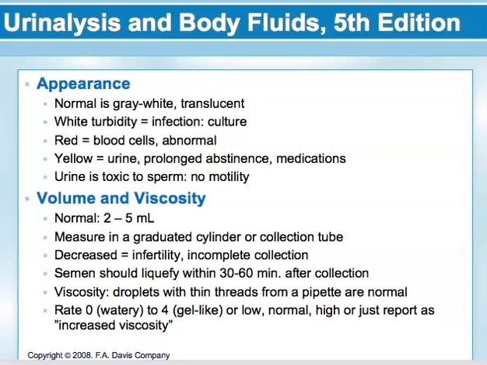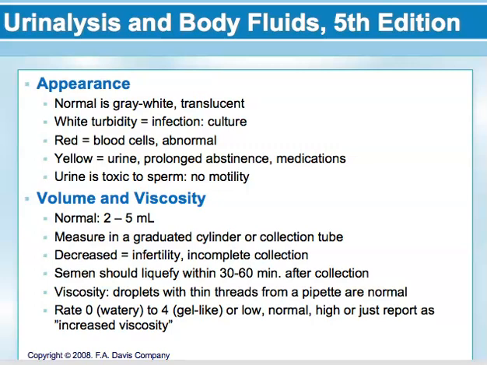Normal semen has a gray to white color and will be translucent with a musty odor. It can appear almost clear when the sperm concentrations are very low. White and turbid samples could contain white cells and could indicate infection. A reddish color could indicate red cells, but that's abnormal. Semen with a yellowish color could be either contaminated with urine or could be collection following prolonged abstinence or certain medications. Urine is toxic to sperm and can affect the portion of the evaluation called the motility evaluation.